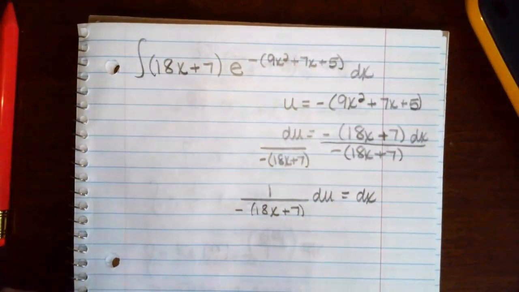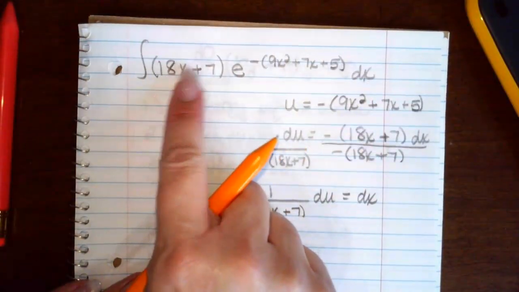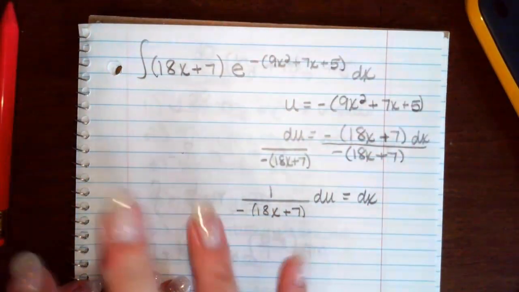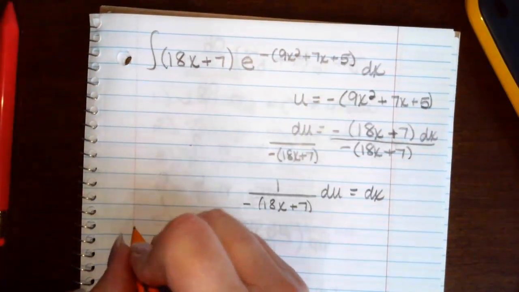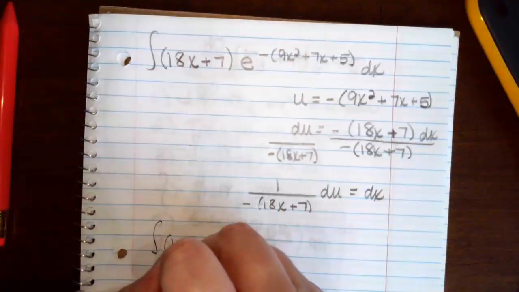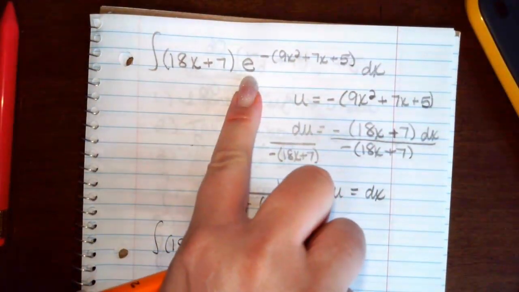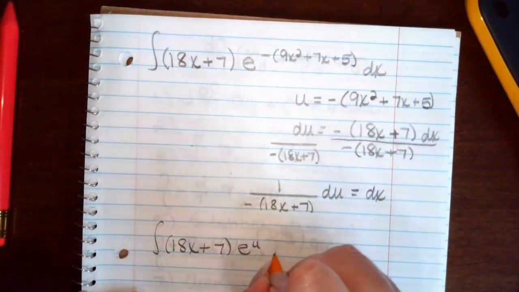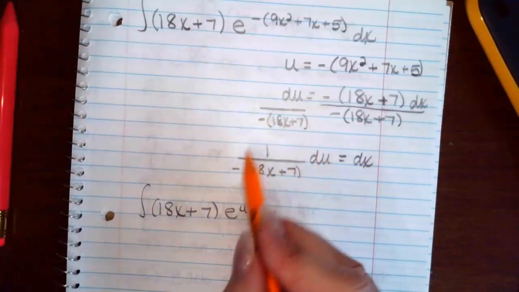Okay, so we're going to start substituting in. I do not have a plain 18x plus 7 over here. I've got it multiplied by dx, I've got it divided, I've got all that mess, but I just don't have an 18x plus 7. So 18x plus 7 is going to come along for the ride. I have an e to the u, so e to the u, and then I've got a dx. Well, I happen to know what dx is. Dx is this stuff right here.